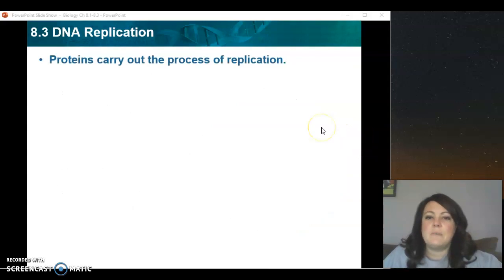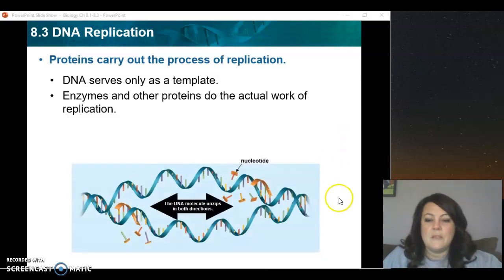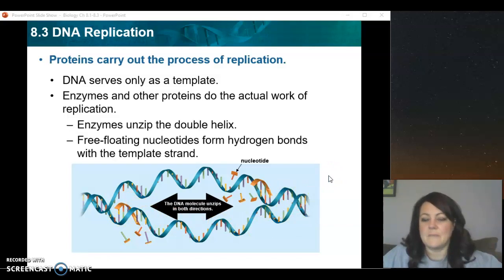Proteins carry out the process of replication. DNA serves as a template for that, and enzymes and other proteins will actually do the work of replication. Essentially what happens is there's a molecule that will unzip the DNA. It's called a DNA helicase. It will unzip it, and then there are other molecules that will bring these little free-floating nucleotides in and attach them so that we end up with two identical strands of DNA. We call this semiconservative replication because we are sort of conserving the original strand. So half of that second strand is going to be part of the original.